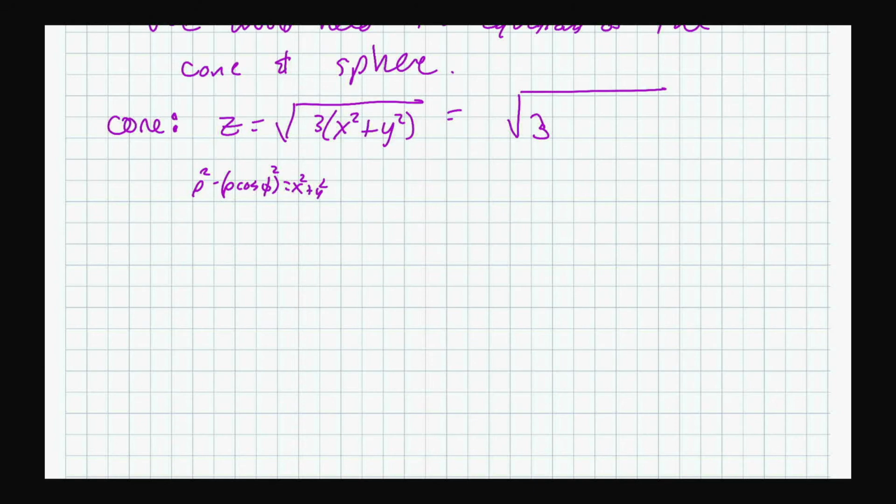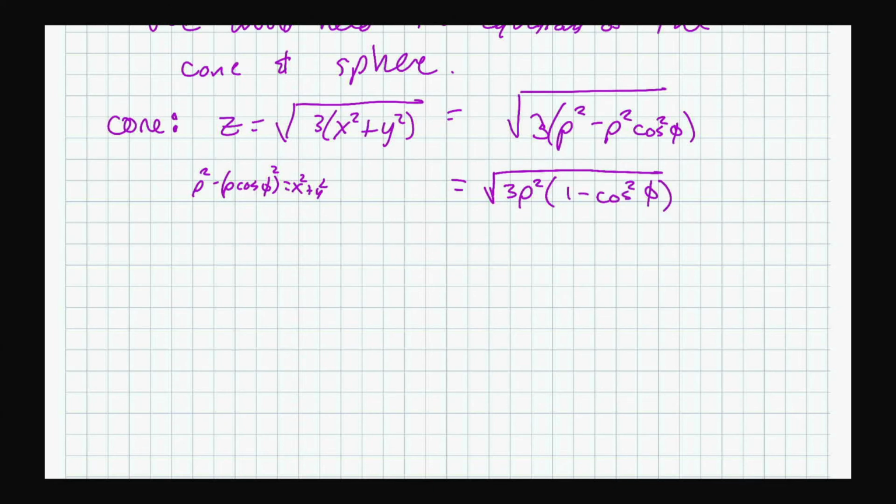So this would be square root 3 times rho squared minus, and you square this, so rho squared minus rho squared cos squared phi. So that's square root 3 rho squared times 1 minus cosine squared phi. You could take the square root of 3, and the square root of rho squared is just rho. Then you've got the square root of 1 minus cosine squared there. What's 1 minus cosine squared? We need trig identities.